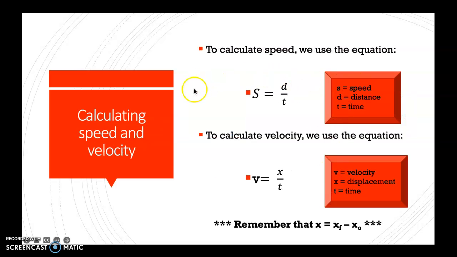And here are our two new equations. To calculate speed, we use speed equals distance divided by time. Whereas to calculate velocity, we're going to use velocity equals displacement divided by time. And don't forget, we still have that previous equation that displacement is your final position minus your initial position. That is still going to be coming into play, especially with position-time graphs.